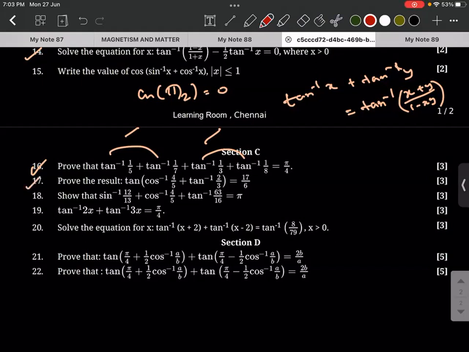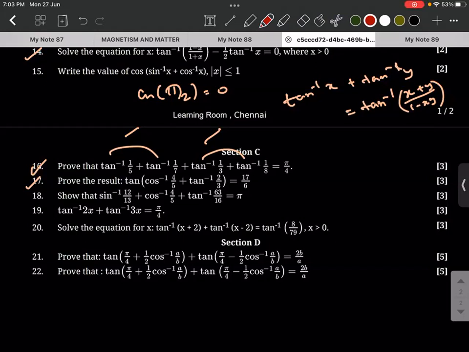17th, prove that tan of (cos inverse of 4 by 5 plus tan inverse 2 by 3) is 17 by 6. Just tell me the logic. So I have tan outside. Cos inverse, what can we do? Convert cos inverse to tan inverse. Then tan inverse plus tan inverse, you have a formula. Apply that, you will get tan of tan inverse of something, and that will leave you with 17 by 6.